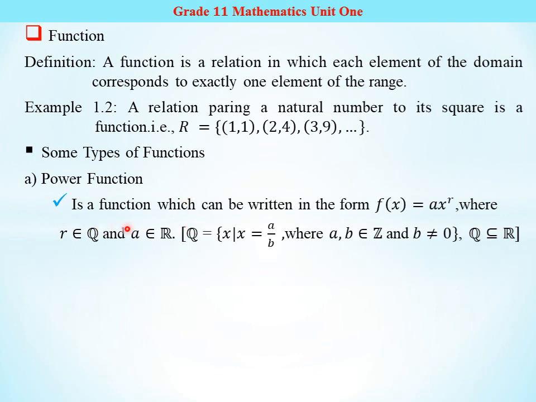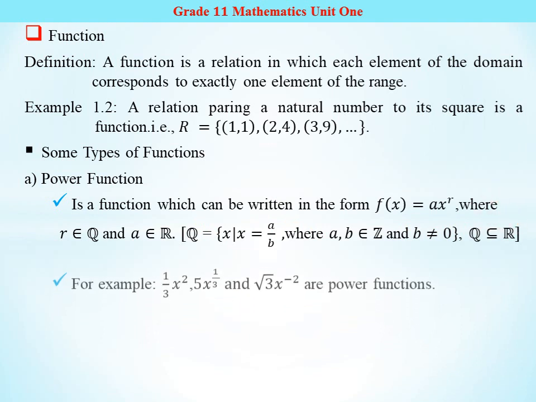What is cube? Cube is a rational number. A rational number is a number which is written in the form a over b, where a, b are elements of Z and b differs from 0. ስለዚህ በዚህ ፎርም የሚጻፍ ማንኛውም ነምበር ራሽናል ነምበር እንለዋለን። Rational number is a subset of real number.